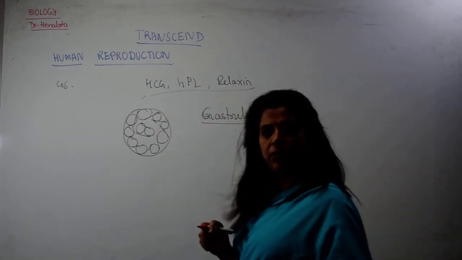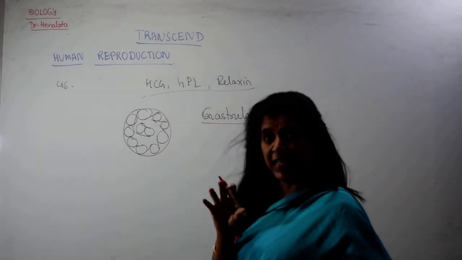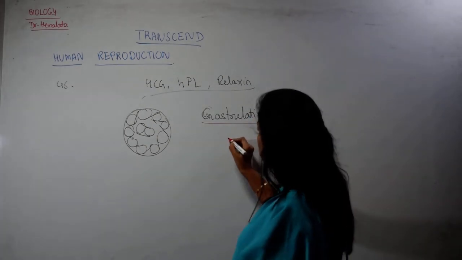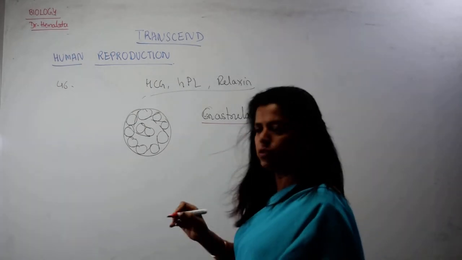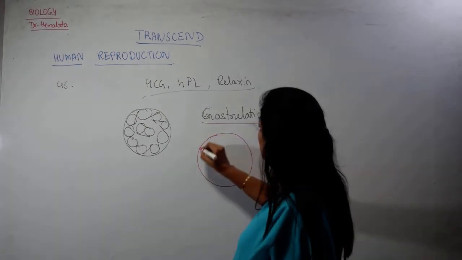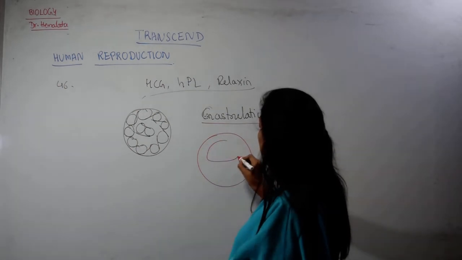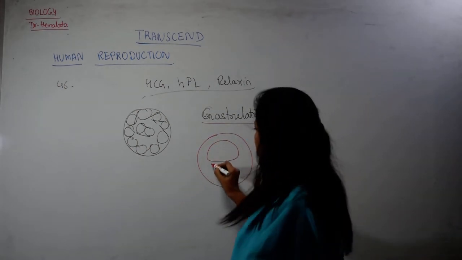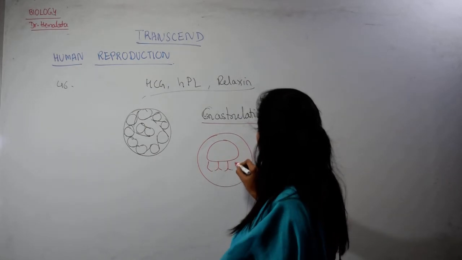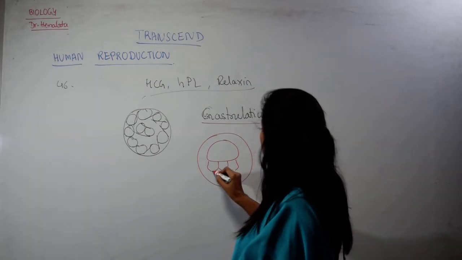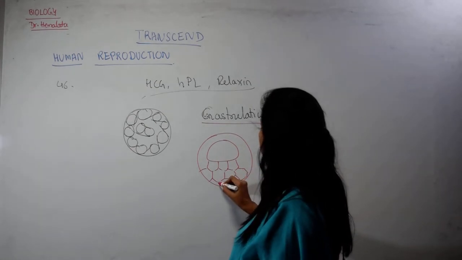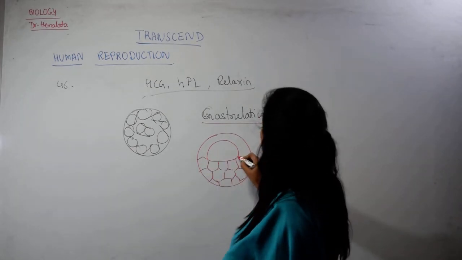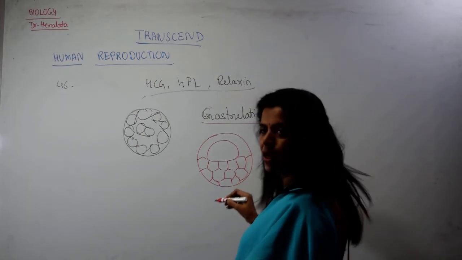Gastrulation is the formation of gastrocele, a new cavity. I am giving you the example of frog's gastrulation. This is the blastula. This blastula has a blastocele in the center. Here we will have macromeres, and these are the micromeres. Upper ones are smaller blastomeres, lower ones are larger ones.